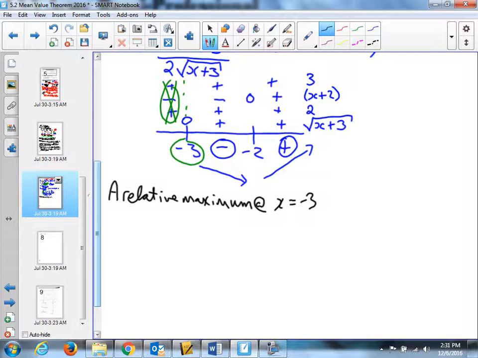At negative... I guess I'm saying this backwards, because the other day I'd give the ordered pairs, right? I'm saying this in a bad roundabout way. I should probably just erase, but... okay. I'm saying this totally backwards. A relative maximum at x equals negative 3. I'll just put this in brackets as an aside.